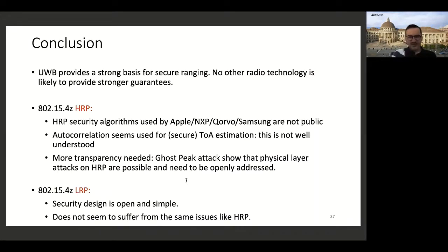Okay, so in conclusion, Ultra-Wideband provides a very strong basis for secure ranging. I would say currently no other radio technology is likely to provide stronger security guarantees. Of course, we can discuss distances and ranges and longer symbols and so on. This is, I would say, an orthogonal question, right? And within ultra-wideband, we have two modes, HRP and LRP. HRP is used by a number of companies. LRP is also used by a number of companies.